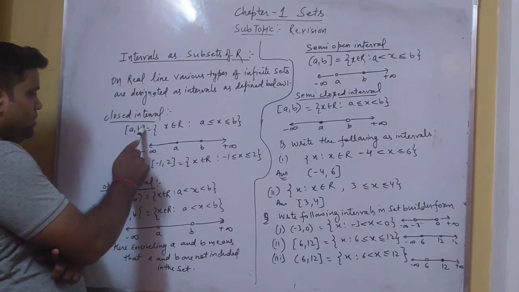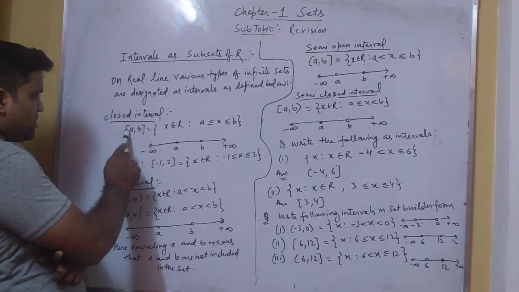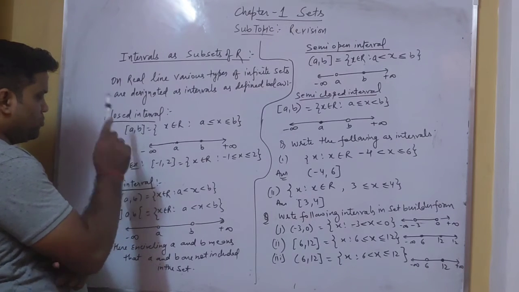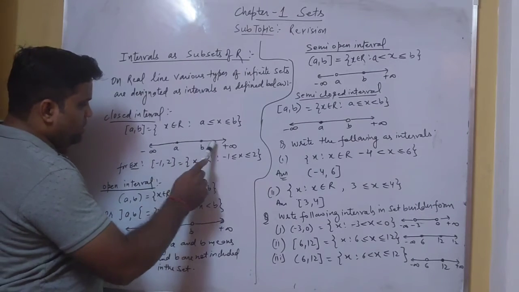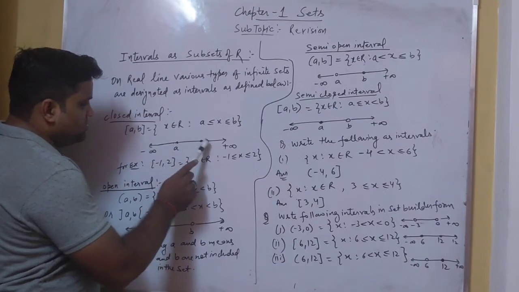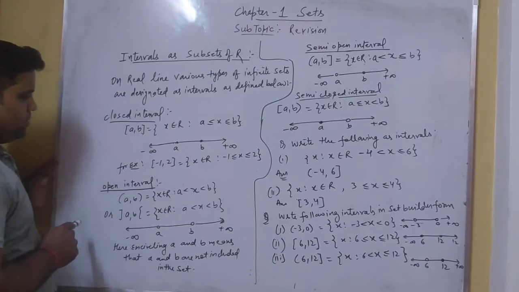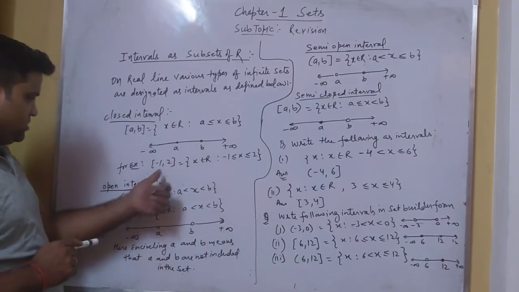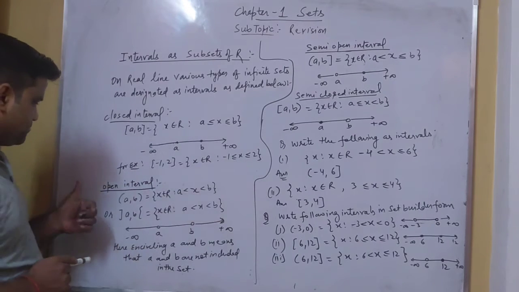This is the closed interval. This is the square bracket. Here A and B both are enclosed. Graphically, we can represent this on the number line, A and B. Here the dark circles represent that A and B both are included. For example, we have this set. So this closed interval we can write in this form.